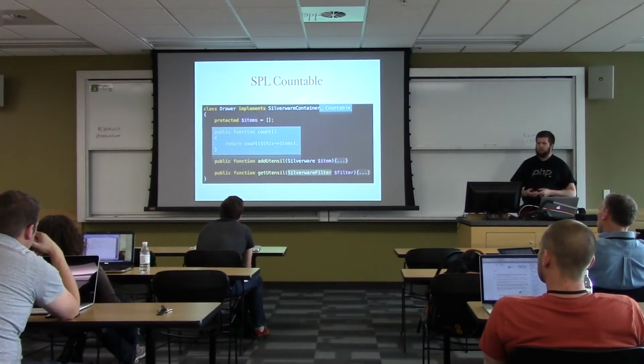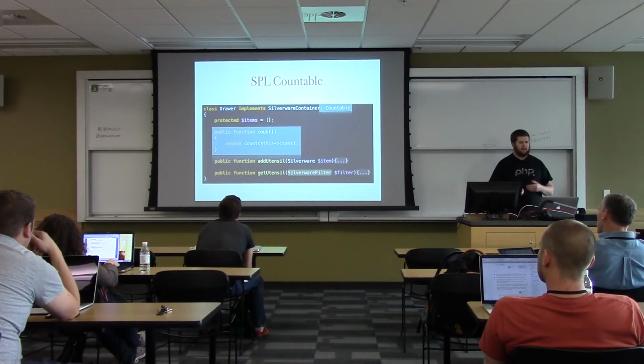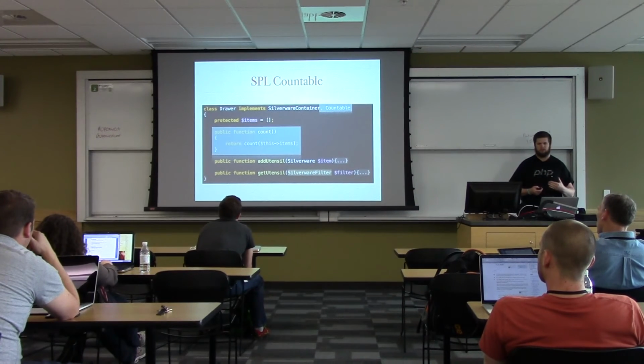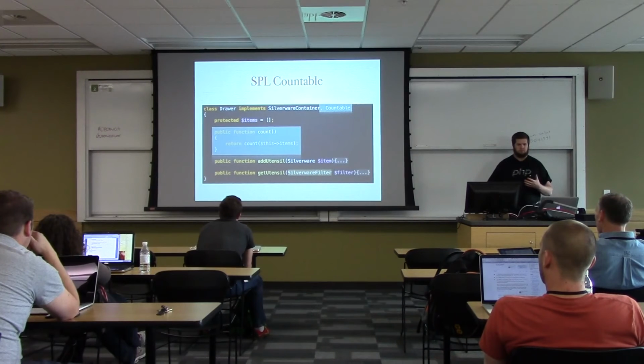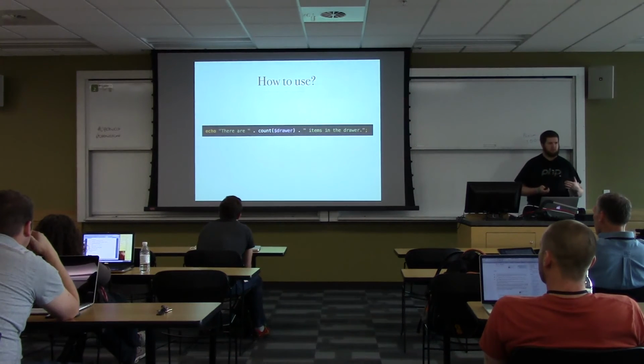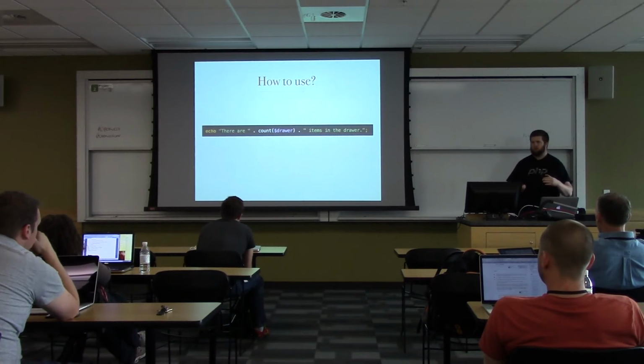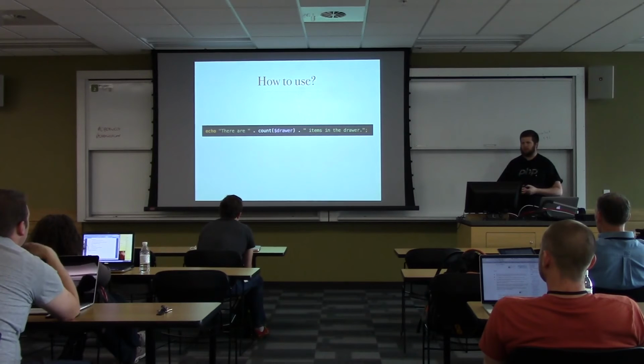So this is how we would use it. We add another thing that we implement up at the top, Countable, and Countable defines one method, count. In the body of count, we just return a count of however many items are in the silverware drawer. So this is kind of neat. We just use it by calling count on the drawer. We don't have to call a method on the drawer. We just count the drawer, and the drawer says, I've got 3 things in it, or whatever it may be, which is pretty cool. Any questions on that?